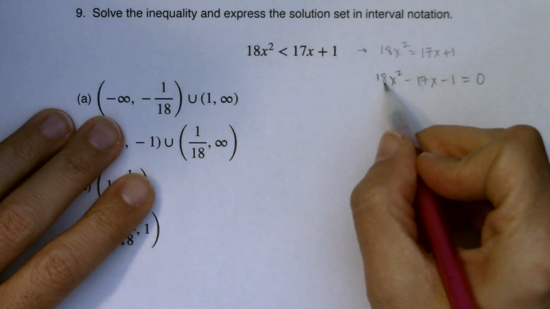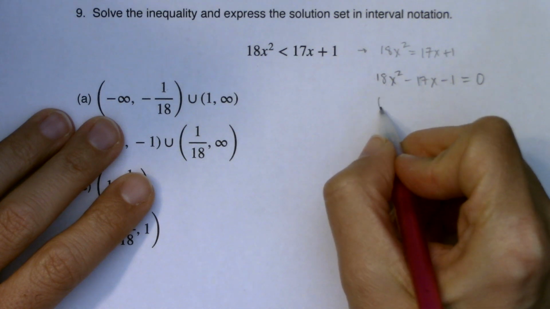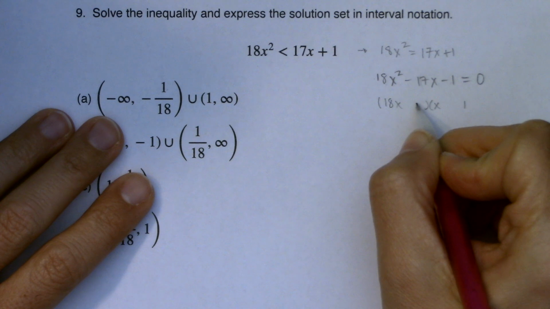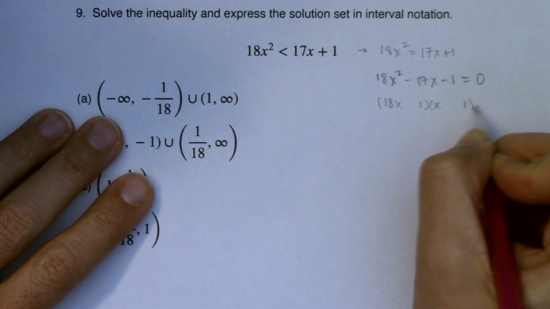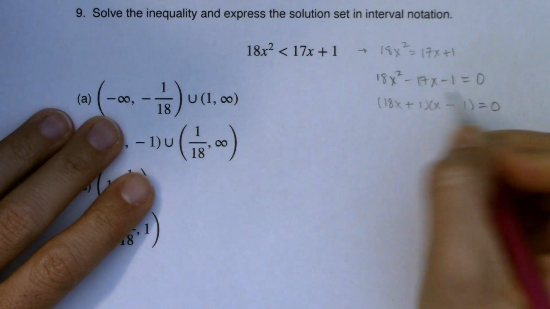And I can actually factor this. I can think of two numbers that multiply to 18 and add to negative 17. So I'm going to have an 18x and an x, and then I'm going to have a 1 and a 1. And if I want minus 17, I'm going to put the minus sign here and the plus sign here.